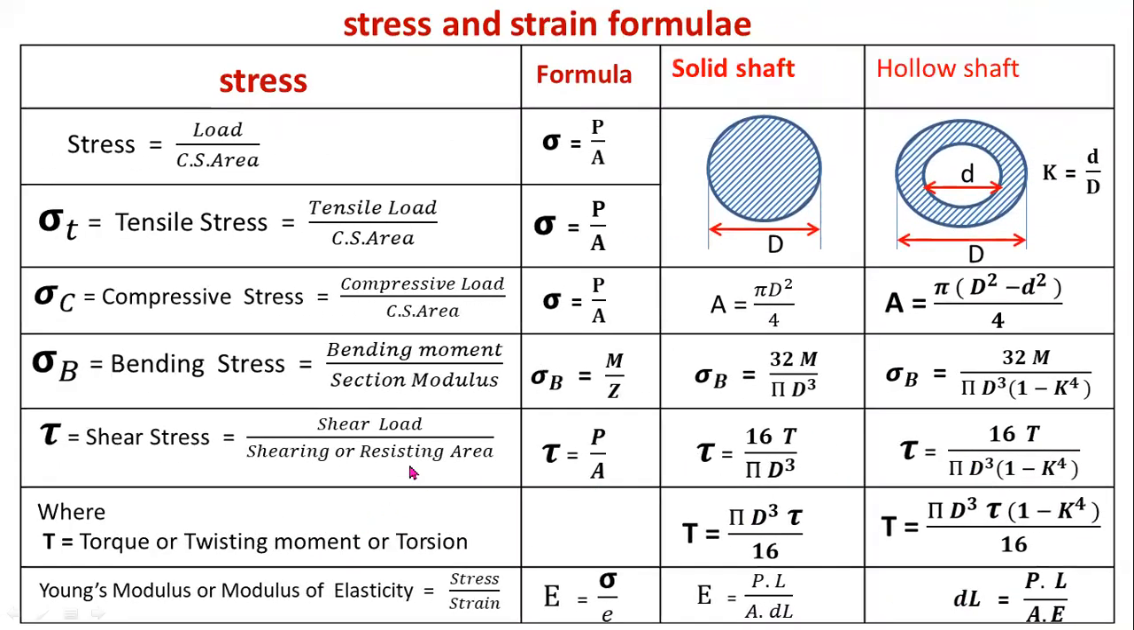And these are the other formulas. This is the formula for shear stress, for solid and hollow shafts. This is the torque for a solid shaft and this is the torque for a hollow shaft. This is the bending stress for a solid shaft and the bending stress for a hollow shaft.